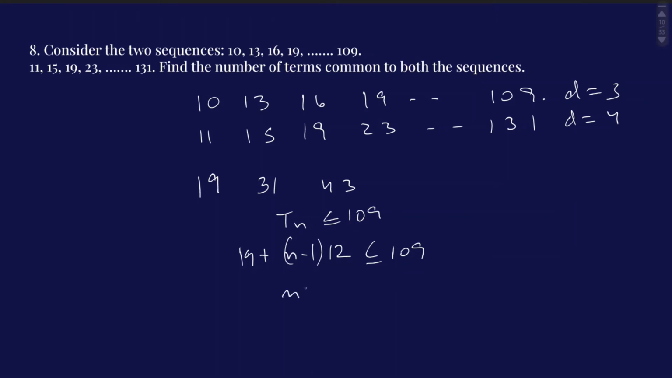n should be less than or equal to 109 minus 19, which is going to be 90, plus 12, 102, divided by 12. Okay, so it is going to come out 8 point something. So our number of terms in the final sequence, that is the third sequence, is going to be 8. So our answer becomes 8.